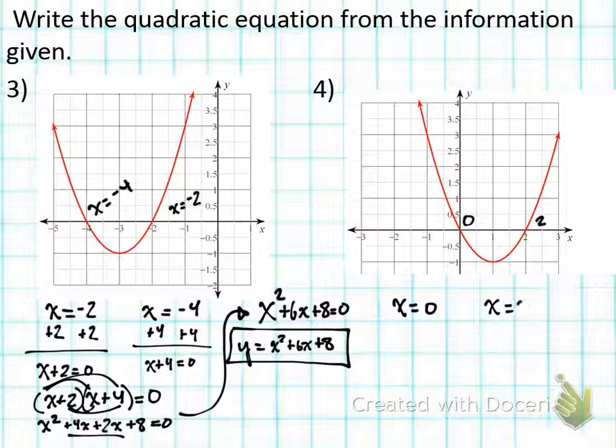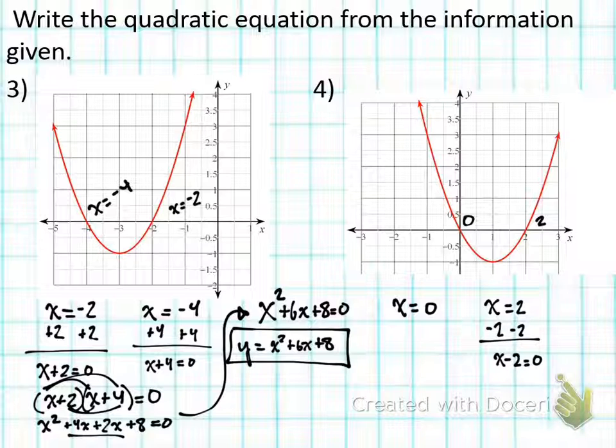Now let's look at x is equal to 0. Is there any numbers that I can move over to the other side? Yes or no? No, so let's leave that one alone. What about x is equal to 2? What should I do to both sides here? Subtract 2. So we're going to subtract 2 here and here. So x minus 2 is equal to 0.